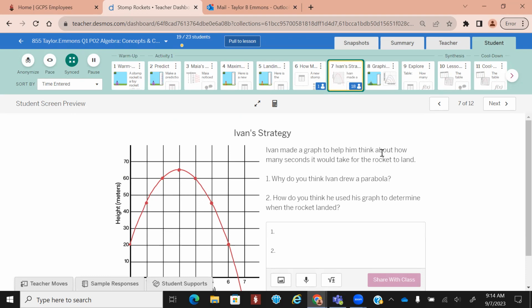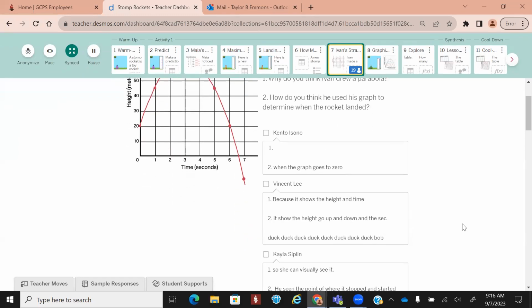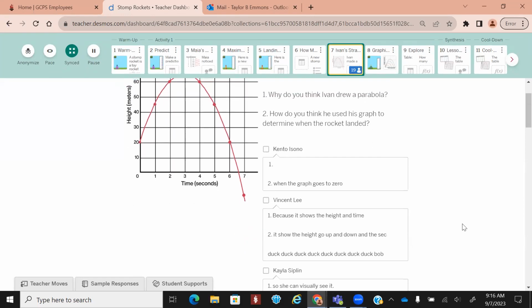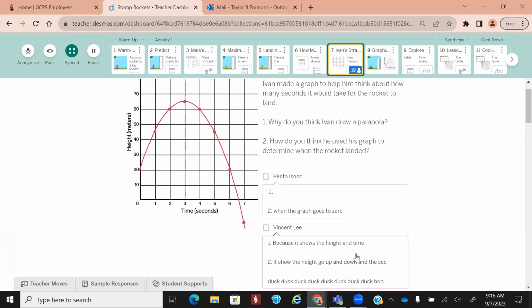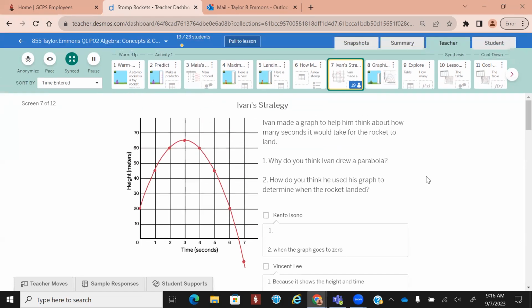Ivan made a graph to help him think about how many seconds it would take for the rocket to land. Why do you think Ivan drew a parabola? Parabola is the shape of a quadratic. And then how do you think he used his graph to determine when the rocket landed? So take a second, answer those 2 questions. So what y'all put was because it shows the height and time. It shows the height going up and down. By checking the maximum height and seeing how long it would take for it to fall.